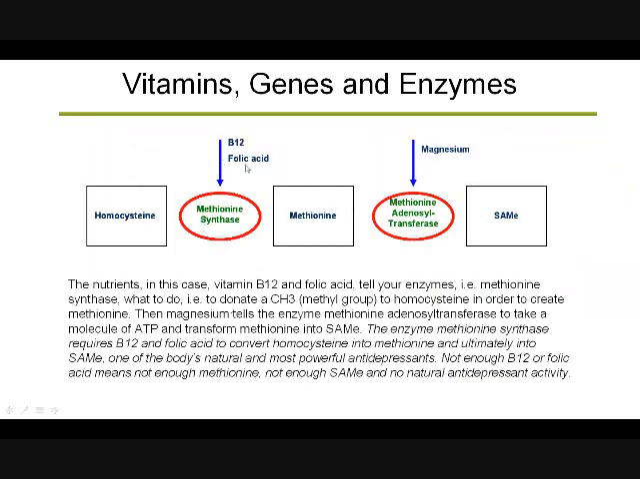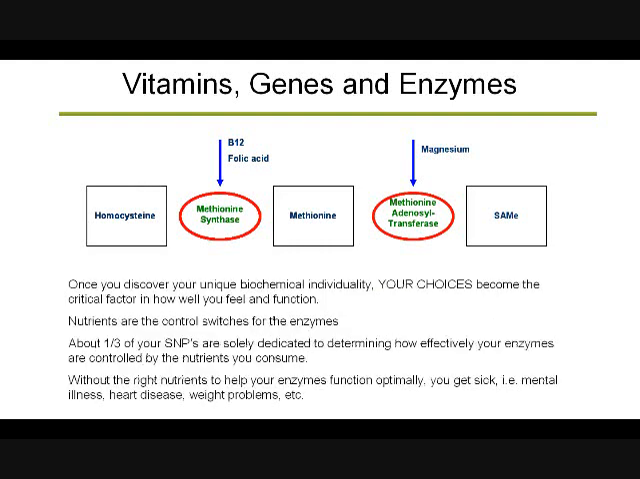If you're missing the vitamins that help those enzymes to do their job, you're not much better off than if you didn't have the protein to even make the enzyme. So here is, and remember I said down here, about a third of your variations in the gene are solely dedicated to determining how effectively your enzymes are controlled by the nutrients you consume.